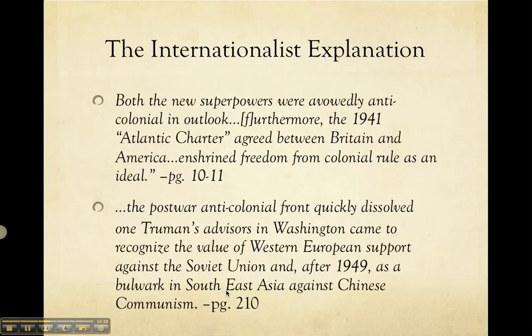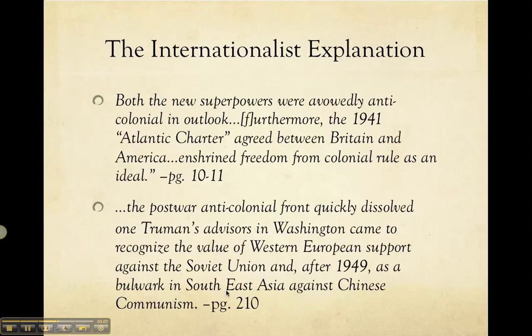Then there's the internationalist explanation. This is for people who step back and say, no, no, no, it wasn't all those people rising up either violently, like in Algeria, or non-violently, like in India. It was just geopolitics, this new Cold War. And in fact, and there's a typo here in the second quote, the post-war anti-colonial front quickly dissolved once Truman's advisors in Washington came to recognize the value of Western European support against the Soviet Union.